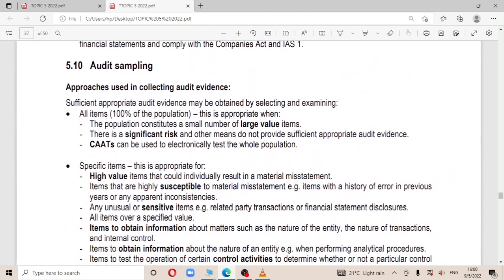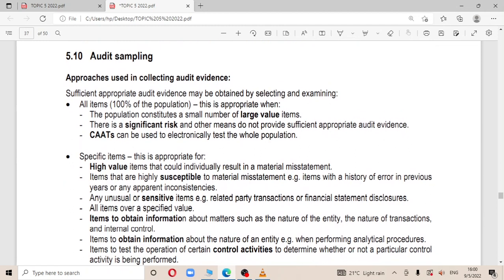Audit sampling. This is the last part of this topic. Now for audit sampling, an auditor is allowed to audit samples, audit using samples. You may not audit everything. There are reasons why you may not audit everything. So why do you think we may not audit everything? What are the instances where we may not audit 100%?